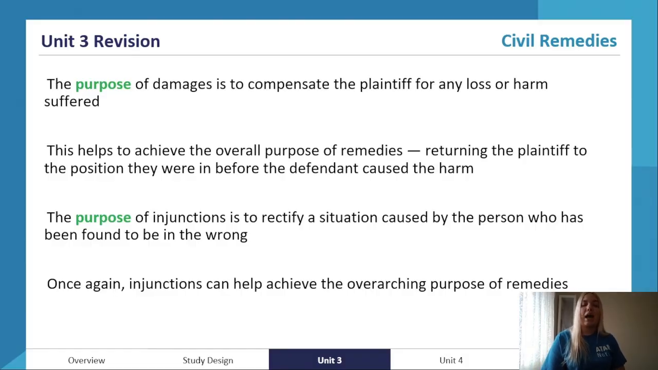So the purpose of damages is to compensate the plaintiff for any loss or harm suffered. And this helps to achieve, again, that overall purpose of remedies, whereas injunctions aim to rectify or make right a situation caused by the person who has been found to be in the wrong. So make things right again.